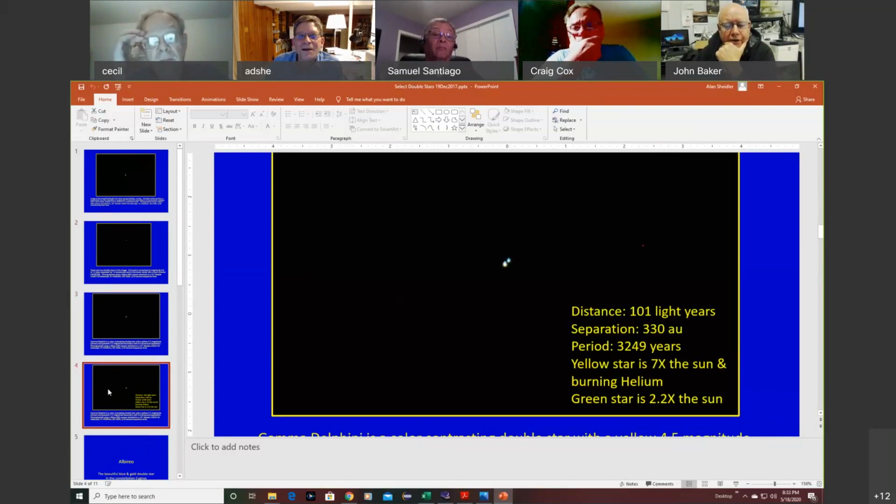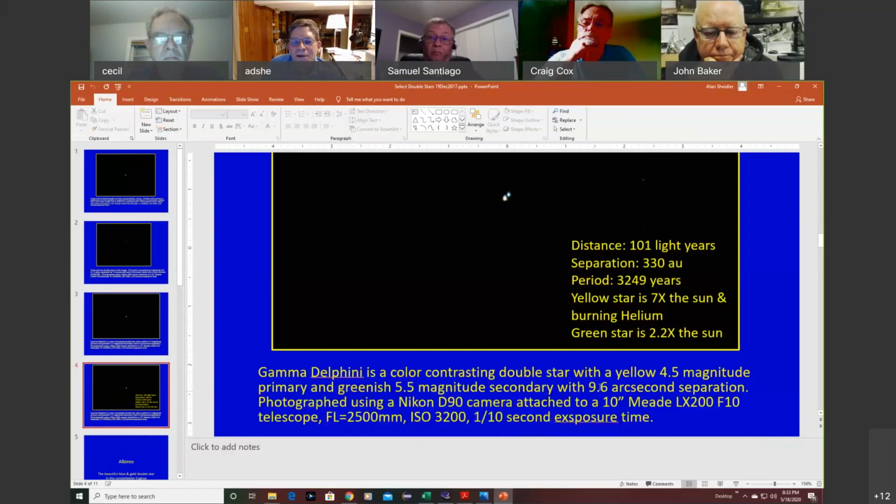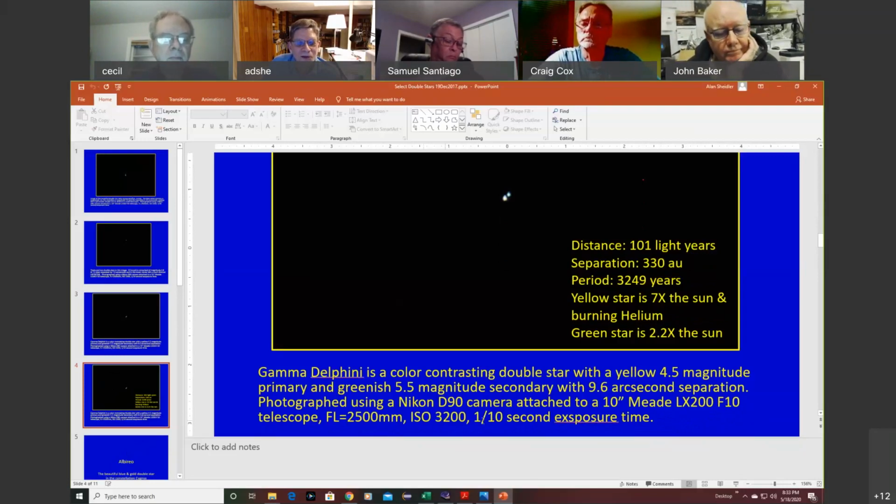Are these just single frames that you shot with a camera? Yeah, these are just snapshots. So on Gamma Delphini, what did I do here? That's 9.6 arc seconds separation. That was taken with the Nikon D90, 10-inch Meade LX200, focal length 2,500 millimeters, ISO 3200, 1/10 of a second.